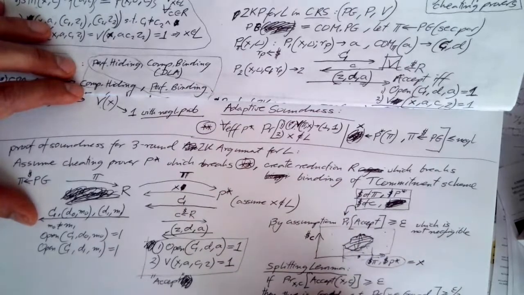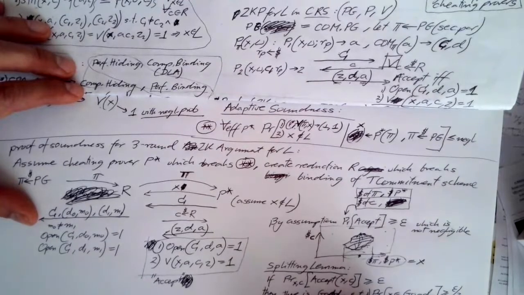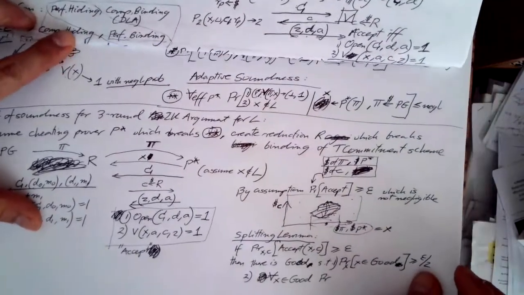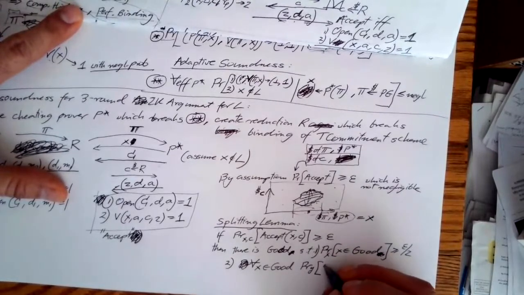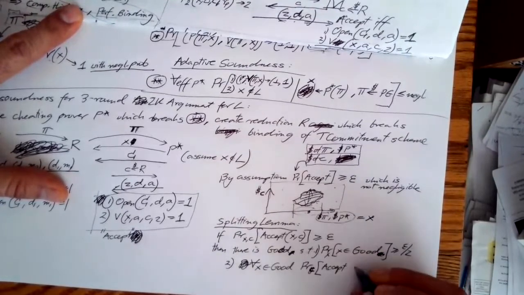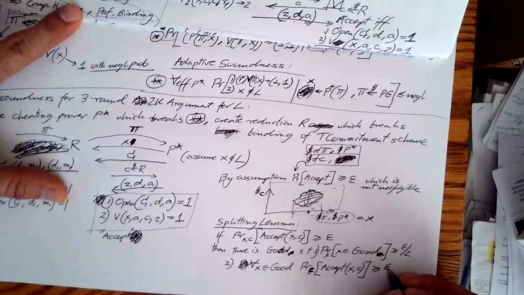And the property of this good X set is such that, first of all, this, and secondly, that for every X in the good X set, let's just call it good, if I measure the probability over C's that accept XC holds, that's also epsilon over two.